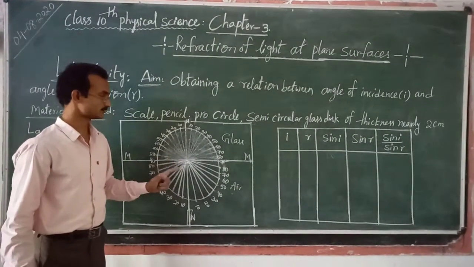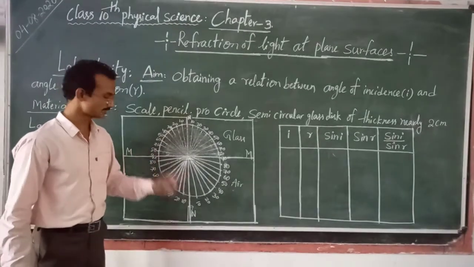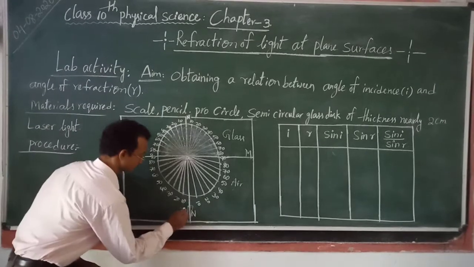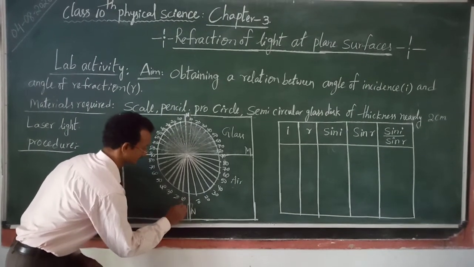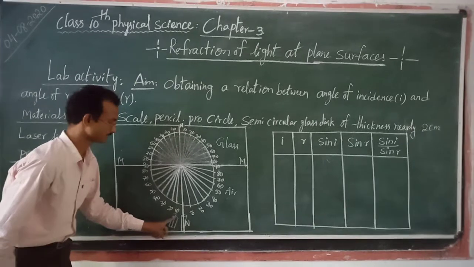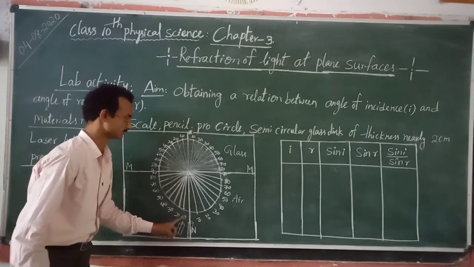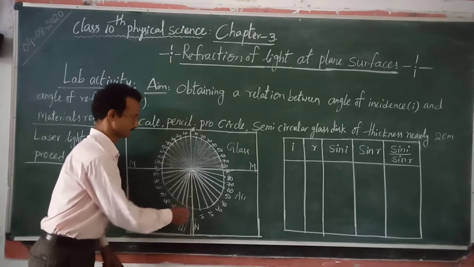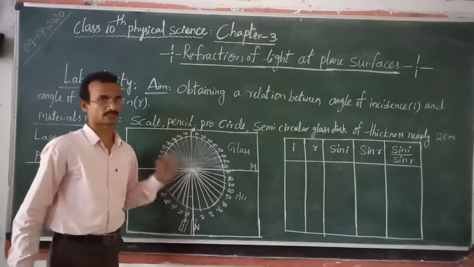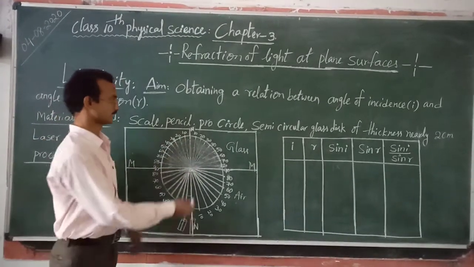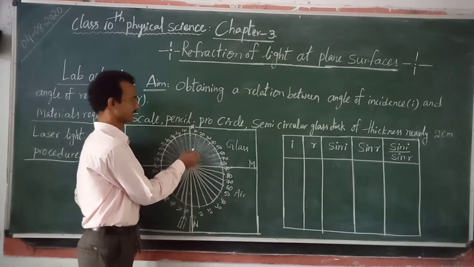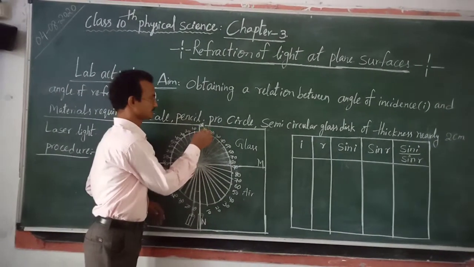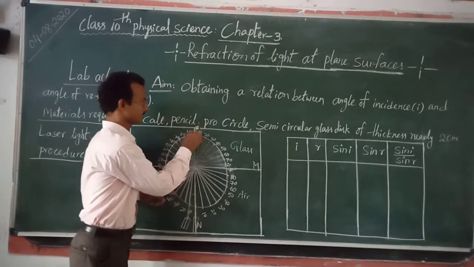Now do this activity with a certain angle. That means pass the laser light with a certain angle, say 10 degrees, from the air. Point the laser light in such a way that the light is passing with an angle of 10 degrees with the normal. With 10 degrees you are passing the light from air to the denser medium glass. Then look for the refraction angle. What is the angle of the refracted ray which comes out through the glass slab? The angle made by the ray which comes out of the glass slab is the angle of refraction.